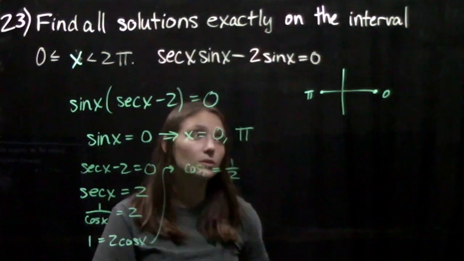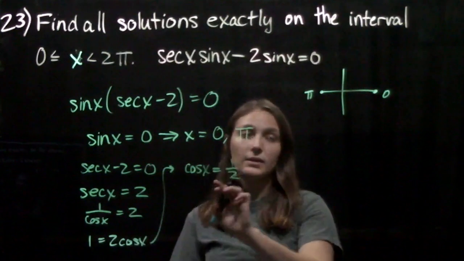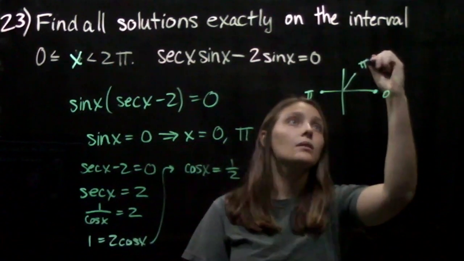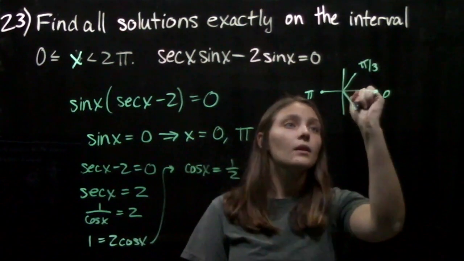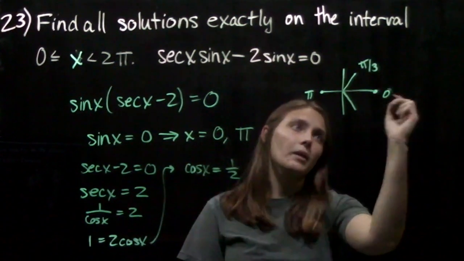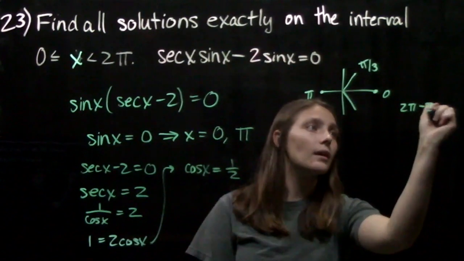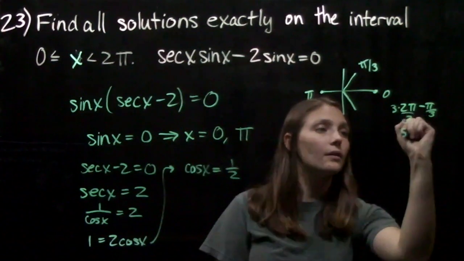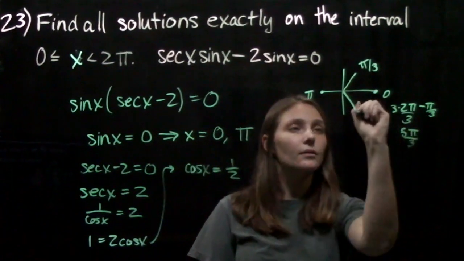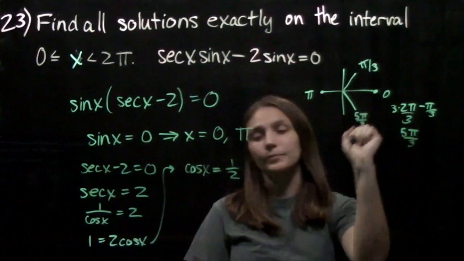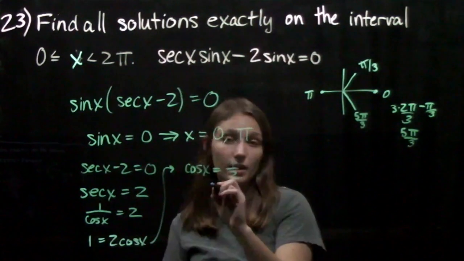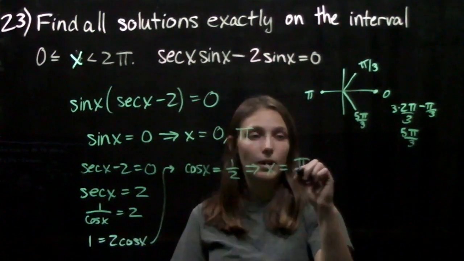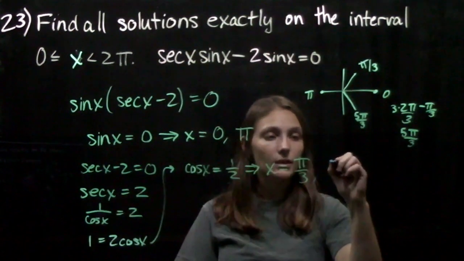So now we're looking for angles on our unit circle where the cosine of x equals 1/2. And we notice that that's going to occur at pi over 3, and at 2 pi minus pi over 3, which is going to be 5 pi over 3 here. So we're going to have cosine of x equal to 1/2 whenever x equals pi over 3 or x equals 5 pi over 3.